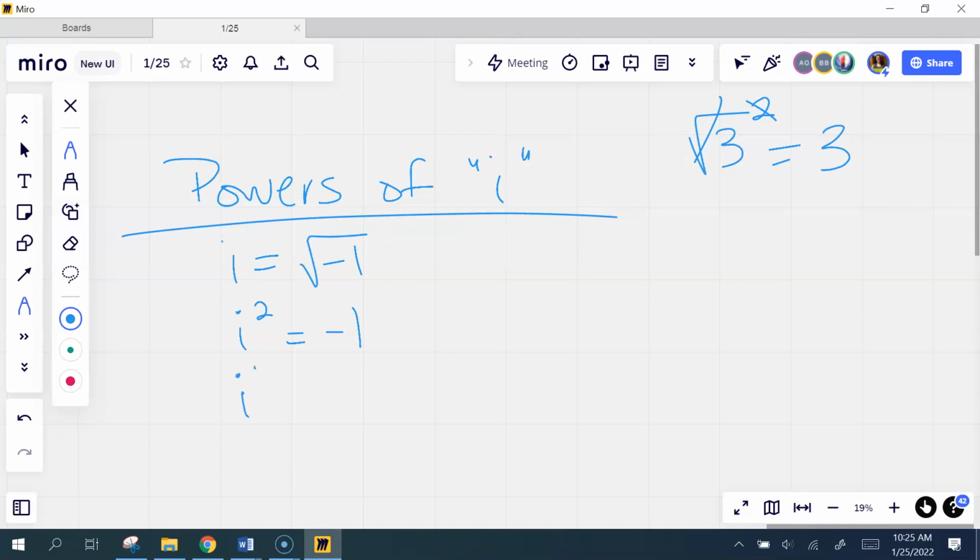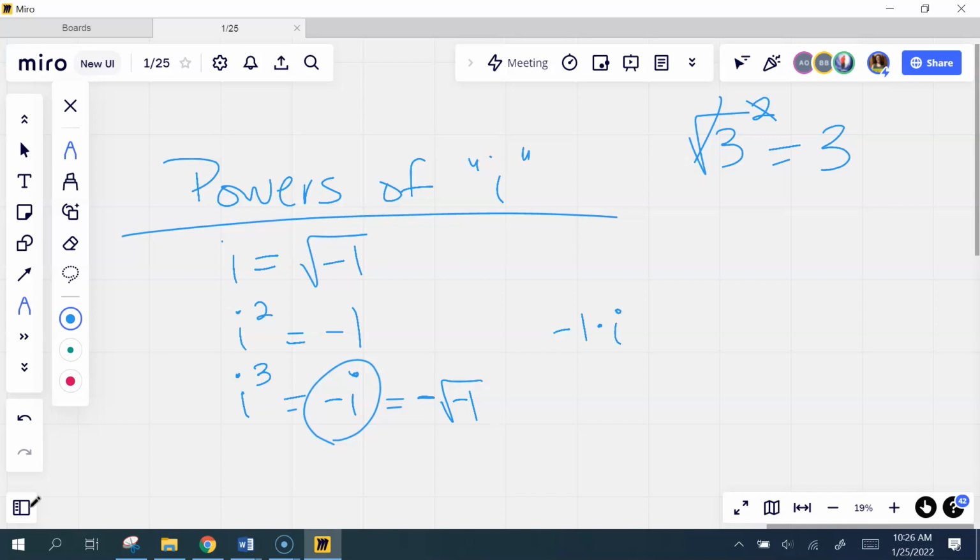How about i to the third? So now I take this i squared and I multiply it by i again. I hear positive ones. You might think differently. What would be -1 times i? Negative i. The negative square root of -1, or just negative i. So i to the third is the same thing as negative i.